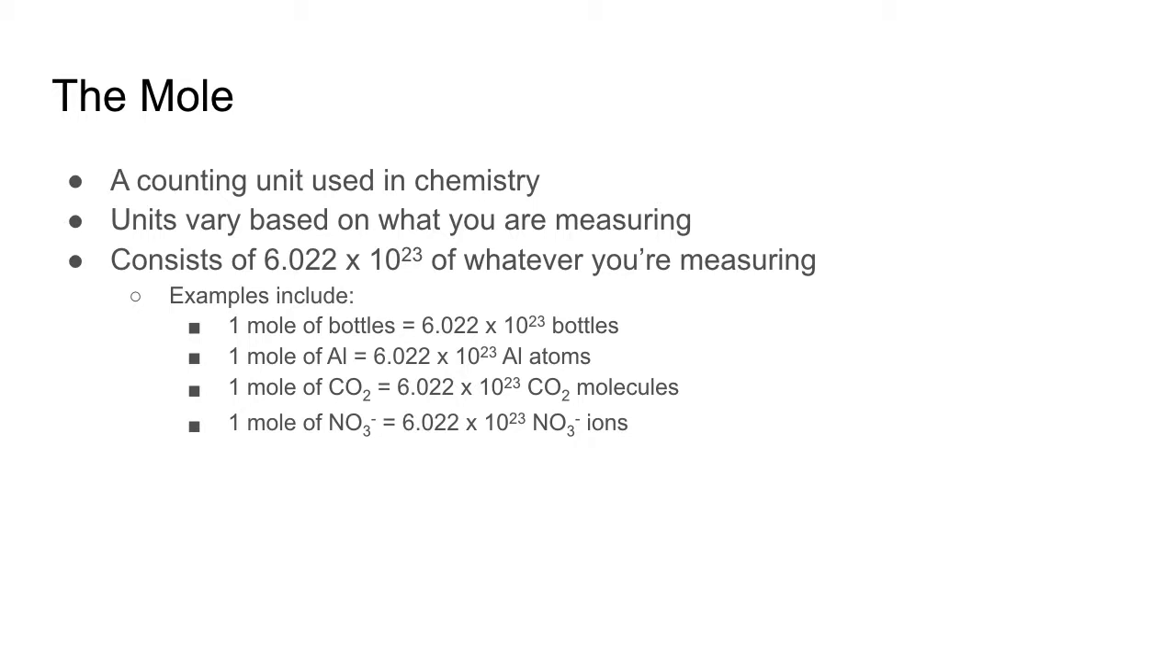Examples of using the mole include, if you want 1 mole of bottles, it would be 6.022 times 10 to the 23rd bottles. If you want 1 mole of an atom or an element, such as aluminum, it will be 6.022 times 10 to the 23rd aluminum atoms. If you want 1 mole of a compound, such as carbon dioxide, it will be 6.022 times 10 to the 23rd carbon dioxide molecules. If you want 1 mole of a polyatomic ion, such as nitrate, it will be 6.022 times 10 to the 23rd nitrate atoms.